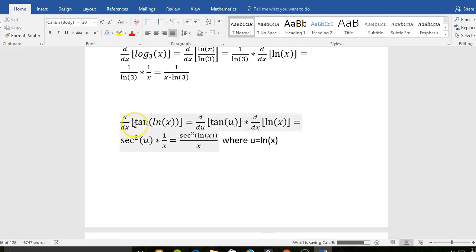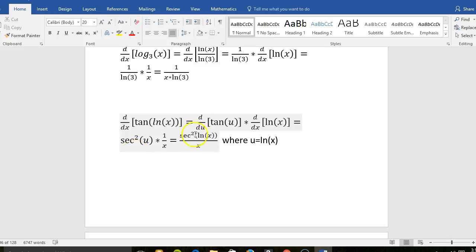And here's another one that's kind of cool to do. The derivative of the tan of the ln of x. We let u equal ln x, so we got d by du of tan u times the derivative with respect to x of ln x. Ln x is my u term. So you differentiate the tan. Remember, that's the secant squared. That's a good one to memorize, by the way.